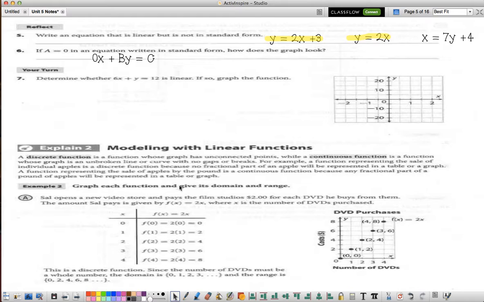All right, now we're hopping to discrete and continuous functions. We've talked about these a little bit before. Discrete functions are functions who have unconnected points, and continuous functions have connected points.